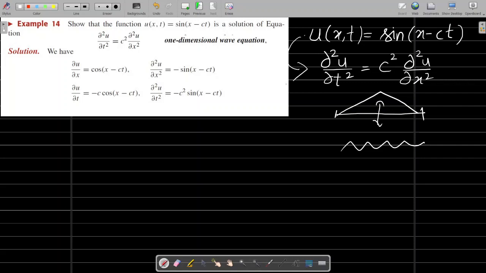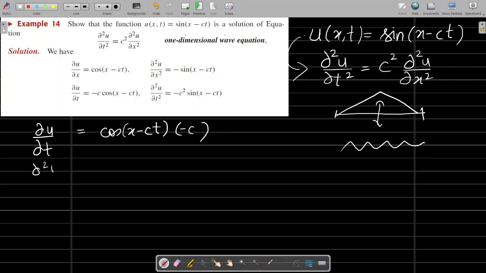What they are asking you is to show that this u satisfies this equation. So you have to find ∂²u/∂t² and ∂²u/∂x² and show that both of them are equal. So let's find these partial derivatives. What is ∂u/∂t? u(x,t) is sin(x − ct), so ∂u/∂t will be cos(x − ct) into ∂/∂t of (x − ct). ∂/∂t of (x − ct) is −c.